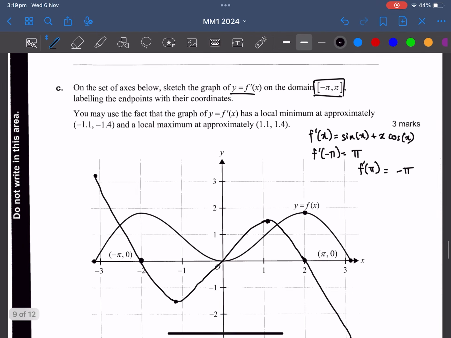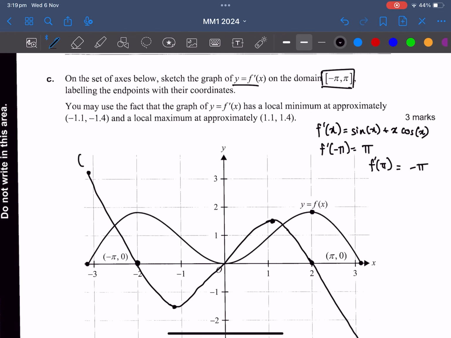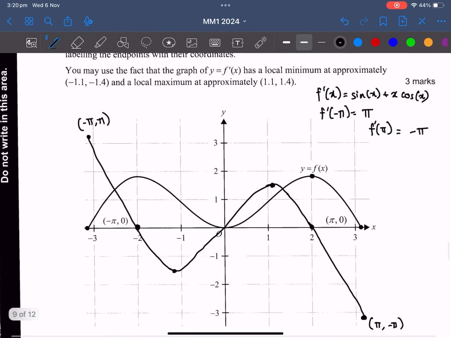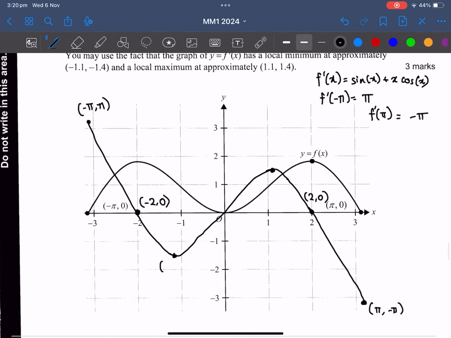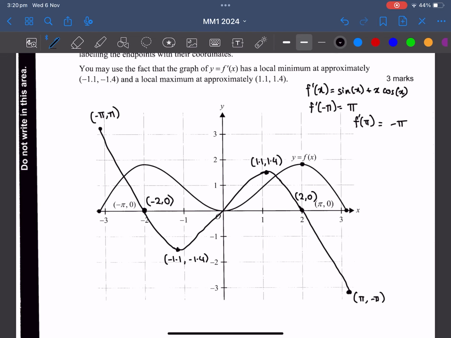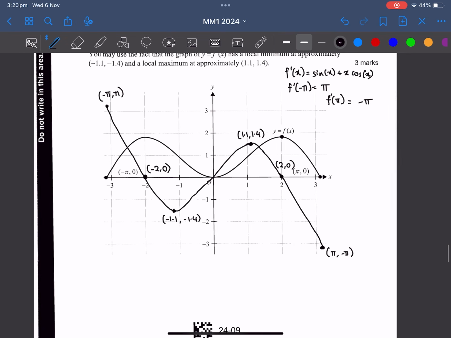Labeling the endpoints with the coordinates. So one thing that we will label is the end coordinates, which is going to be negative pi and pi, and pi and negative pi. And of course we'll label all the x-intercepts as well, just because why not. And this one would be negative 1.1, comma, minus 1.4, and 1.1, comma, 1.4. Okay, I just want to be safe and not lose any marks for this. Okay, so that's that. Let's move on to the next question.